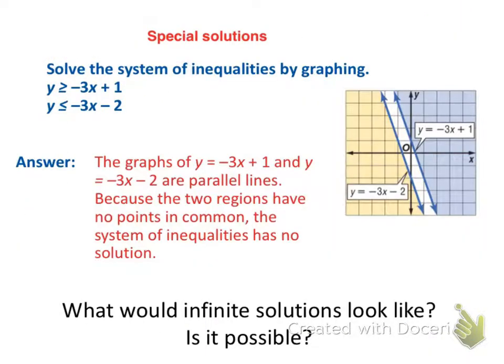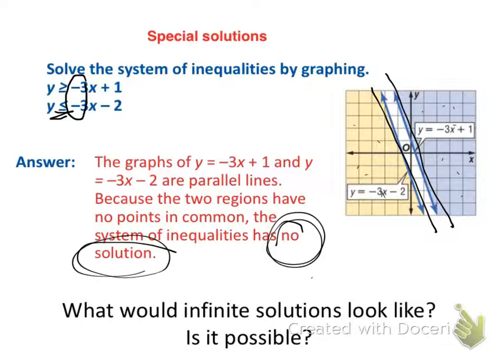Alright, so let's look at a couple word problems here. Before the word problems, special solutions. Because remember, you've got those two options, no solution and infinite solutions. So let's see what that means when we're dealing with inequalities. So notice here we have the same slope. That means that the lines are parallel, right? And we have shaded where it's greater than, and we have shaded where it's less than. Do those areas overlap? No, they do not. So that means that there is no possible solution.